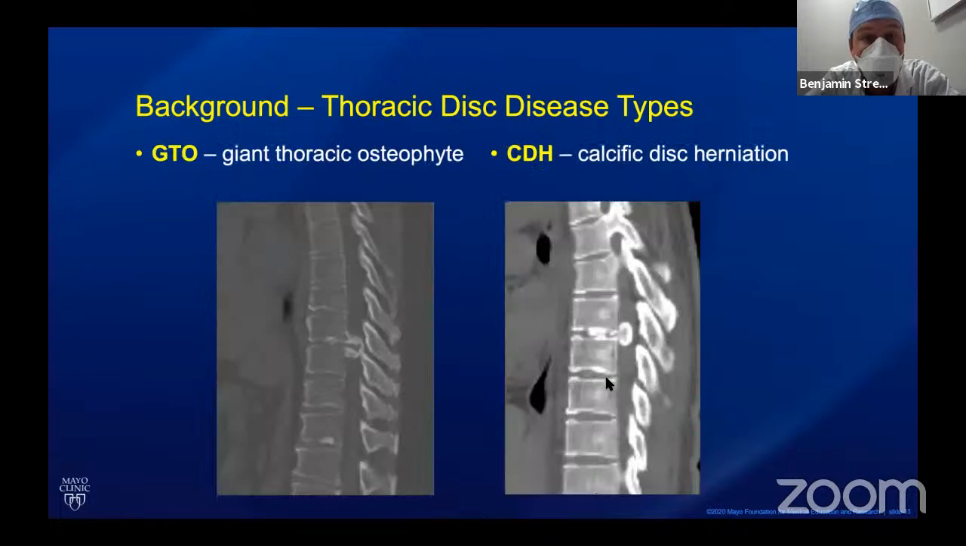And then the posterior vertebral osteophytes can be seen in the right image there, impinging on the spinal cord. The giant thoracic osteophytes can be seen in this pretty impressive left lower image here. And then finally, the calcific disc herniation can be seen on the lower right.